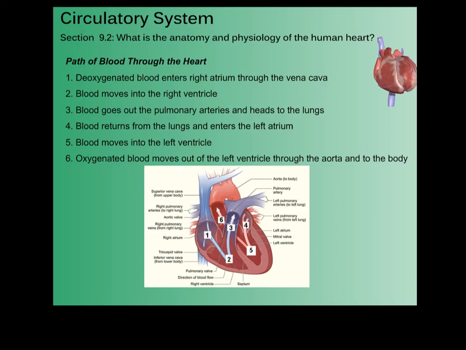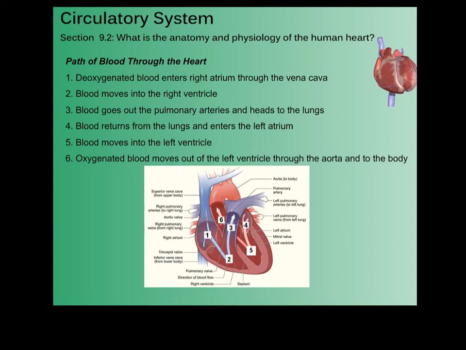The path of the blood through the heart starts with number 1. Notice that blood is coming up from the inferior vena cava and down from the superior vena cava. This is considered to be deoxygenated blood, and it's going to enter the right atrium. That's where I want you to put a number 1 in your heart diagram. Number 1 is speaking to the fact that we have blood that has come from our systemic circuit and has now entered the right atrium.